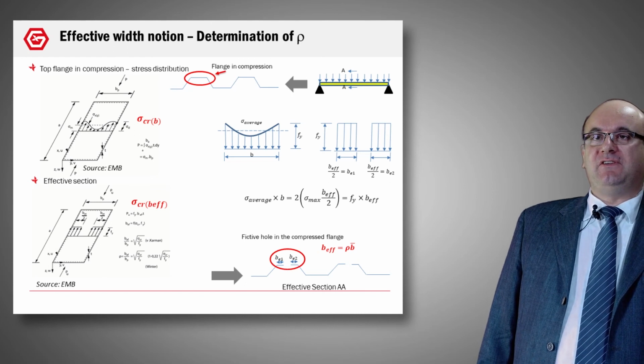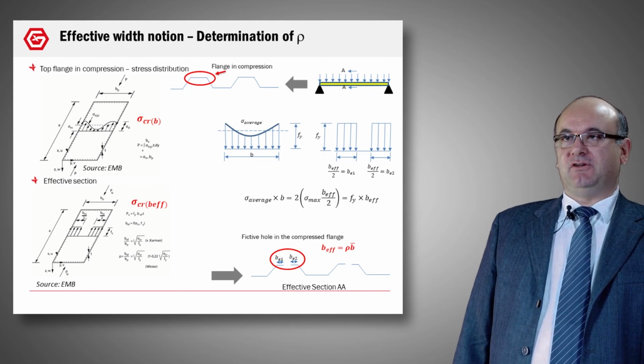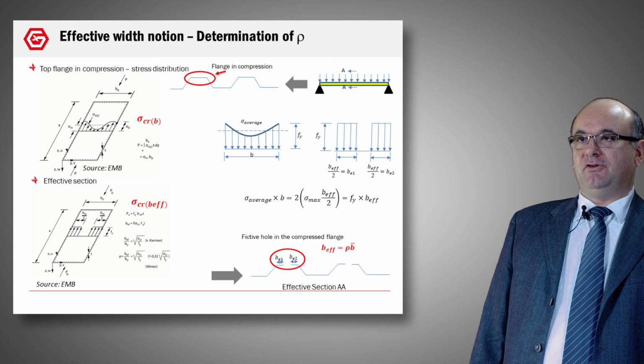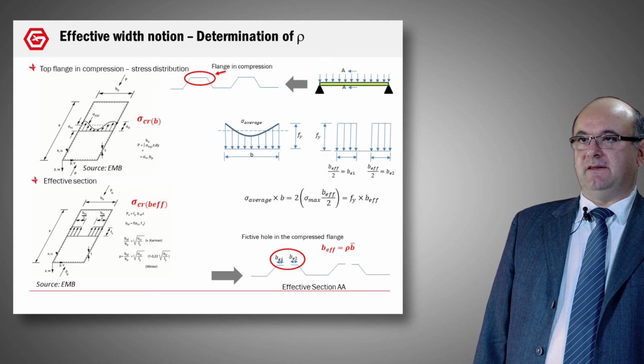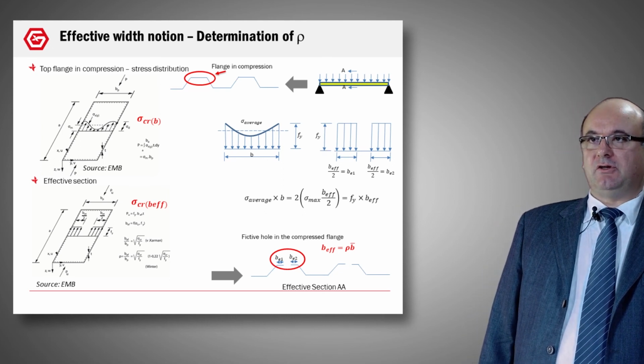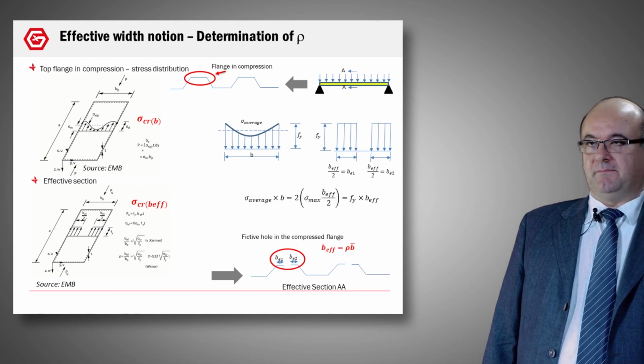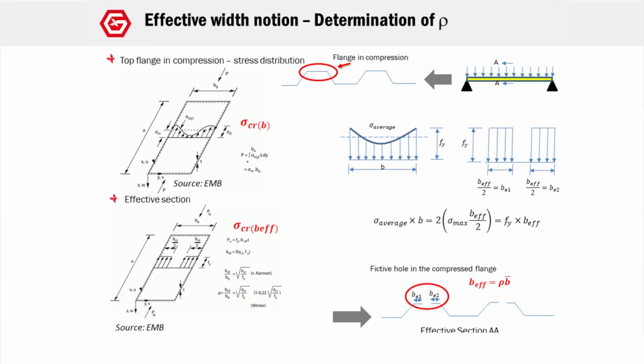Okay, now we are going to study the effective width notion and the determination of the rho coefficient. On the top on the right, we have a sheet in yellow, and this profile sheet is submitted to a downward loading. Due to that, these profiles are flanged in compression. It is in red. In this area, the profiles are submitted to local buckling. You can see the distribution of the stress corresponding to this local buckling, and the corresponding critical stress, sigma critic function of B, is given.